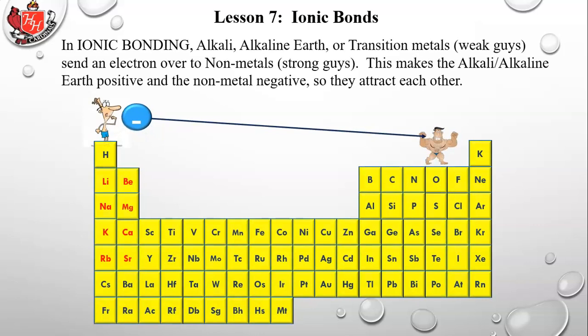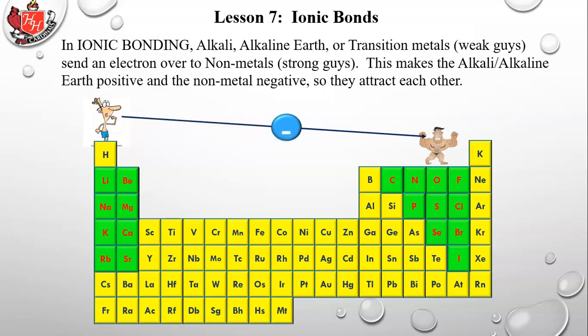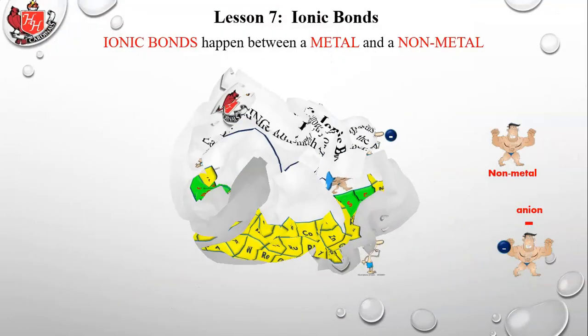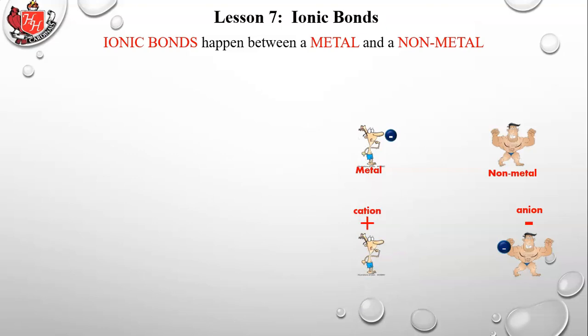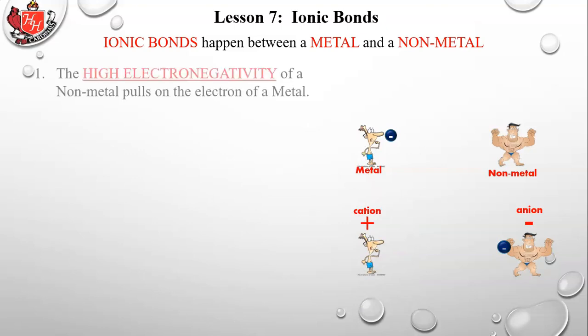So in ionic bonding, alkali, alkaline earth, or transition metals, those are the weak guys, send an electron over to nonmetals, those are the strong guys. So these guys over on the left, and it can be also the transition metals, they send an electron over to the strong guy. Strong guy takes the electron away. This makes the alkali, alkaline earth positive and the nonmetal negative so that they attract each other. So ionic bonds happen between a metal and a nonmetal.